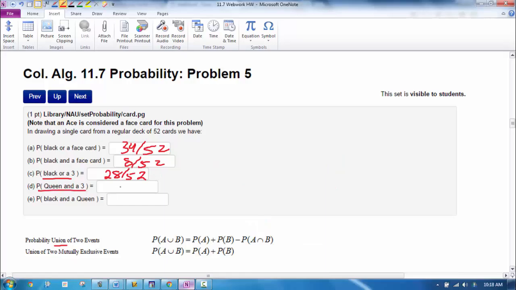Okay, next, what's the probability you get a queen and a 3? That's 0. You can't get a queen and a 3. Those are mutually exclusive, 2 different events. But black and a queen you can, because there are 2 black queens in the deck out of 52.